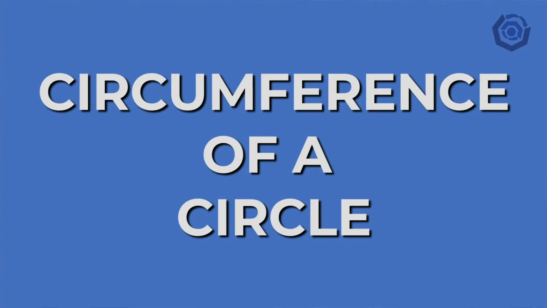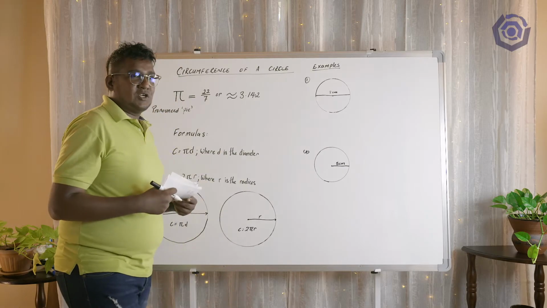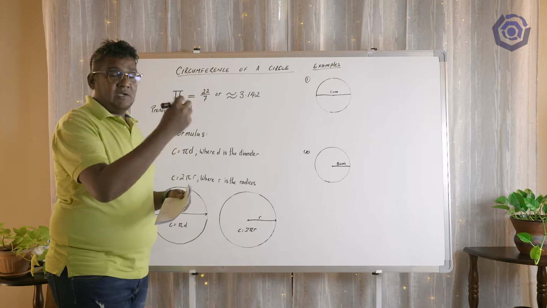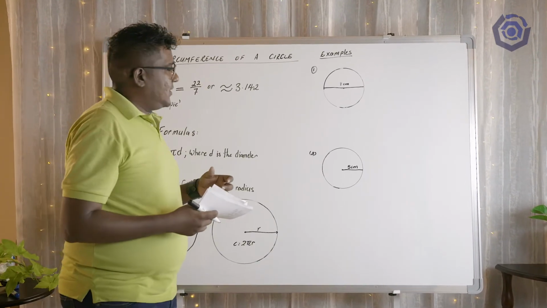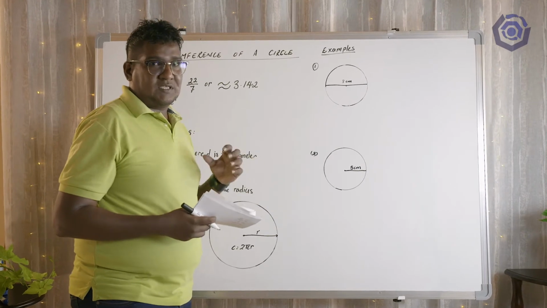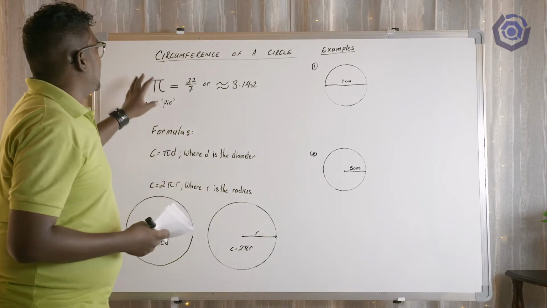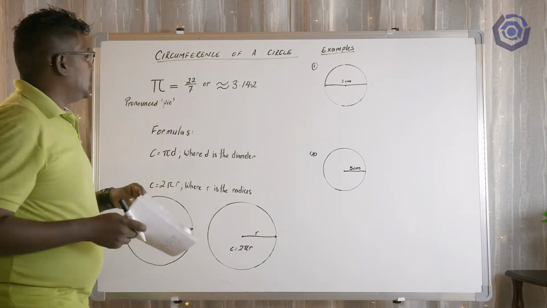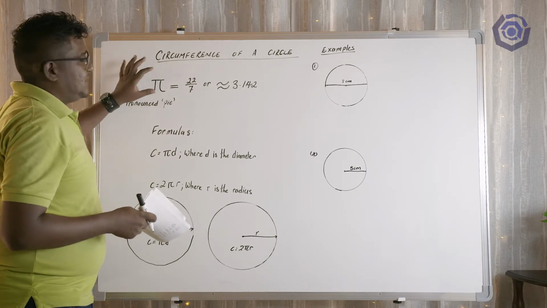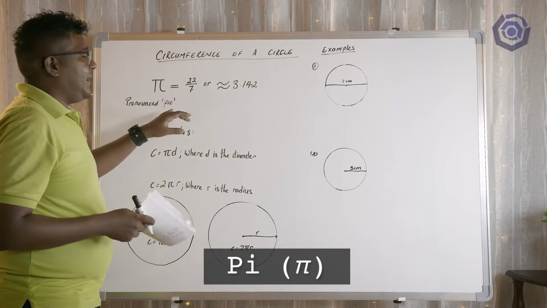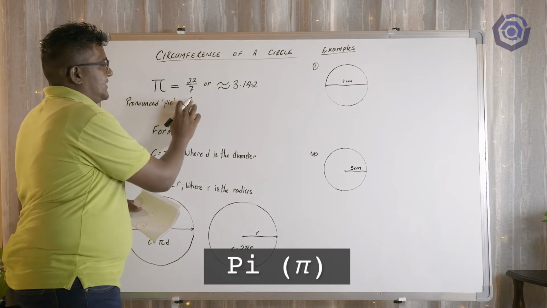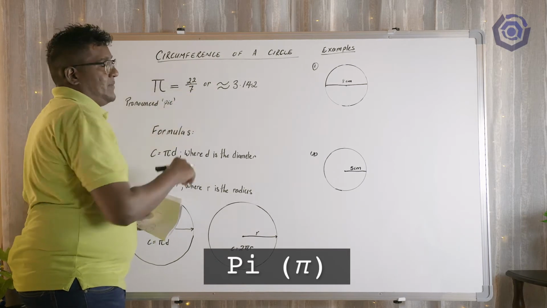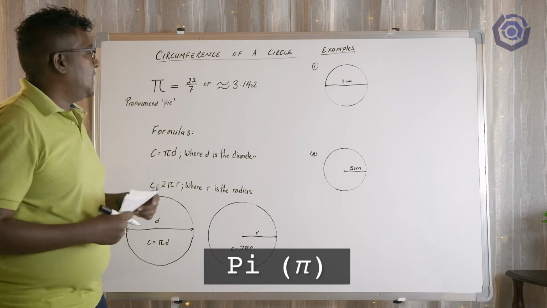The first thing we'll be looking at is the circumference of a circle. Remember earlier we said that the circumference is the distance around the outside of the circle. So now we're going to calculate the actual distance around given circles. When we're dealing with circles, there is this symbol, which is a Greek letter, and it's pronounced pi. Usually the value of pi is 22/7, or approximately 3.142.